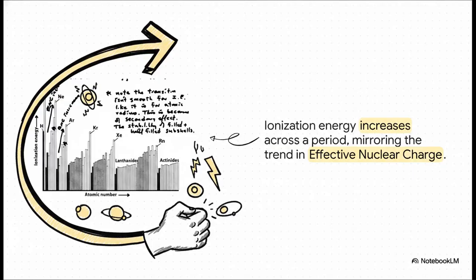And check this out. This graph is practically a mirror image of the ENC chart we just looked at. As the effective nuclear charge goes up, so does the ionization energy. It makes perfect sense, right? An atom with a high ENC has a death grip on its electrons, so you need to put up a much bigger fight, use a lot more energy to pull one away.